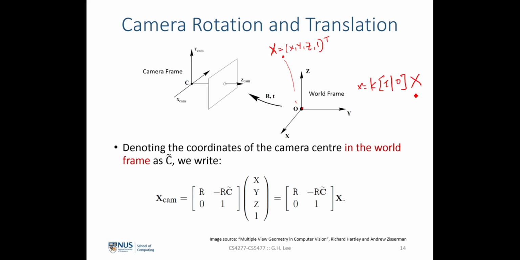So in this case here, X is defined with respect to the camera frame. But let's say now X is defined with respect to the world frame. We would have to compensate for this rotation and translation in this projection equation. The aim here is actually to denote this particular point with respect to the camera frame instead. So this can be easily done.